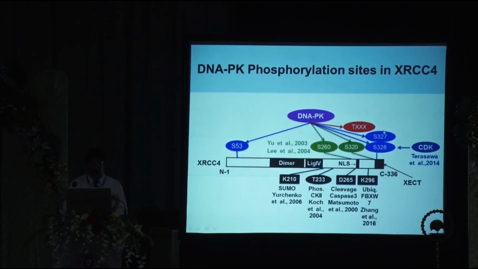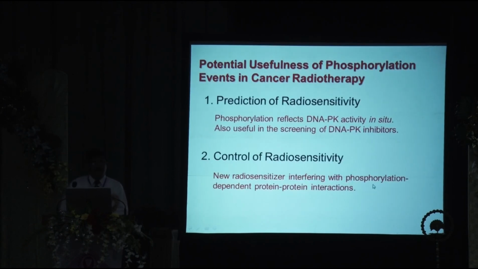So here we have seen S327, S328, S320 and S53 phosphorylation sites. Another group also identified S260 phosphorylation sites, and T233 phosphorylation sites also. But our laboratory has reported these 5 phosphorylation sites. And these phosphorylation sites are really very important in cancer radiotherapy, as they are used to reflect the DNA-PK activity, and they are also used to screen DNA-PK inhibitors in radiotherapy treatment. And these phosphorylation sites are also used to control radiosensitivity, and by that we can develop new radiosensitizers.